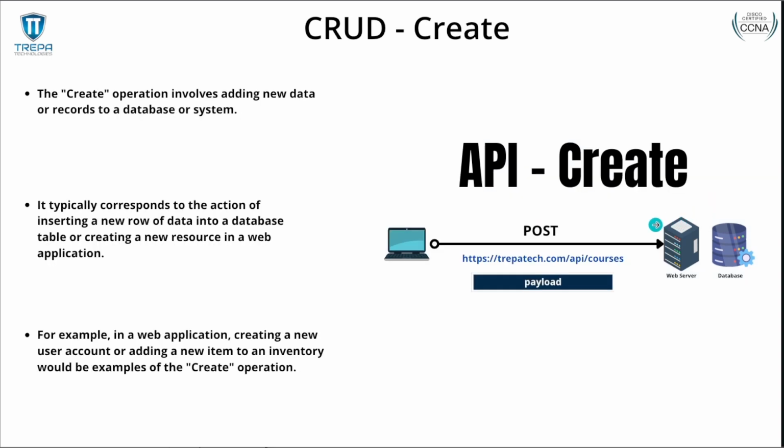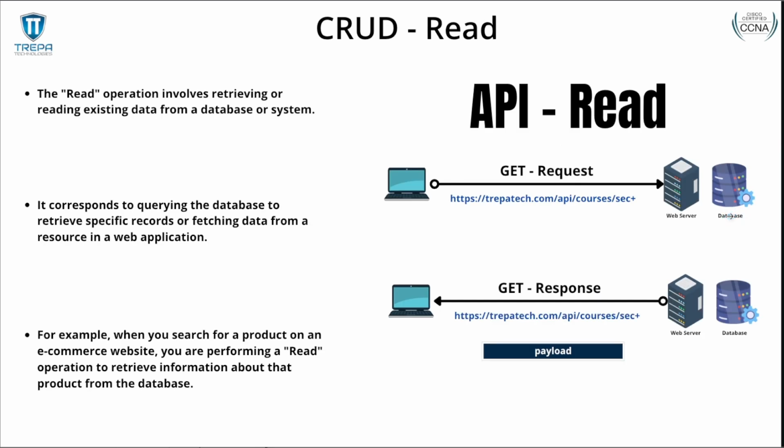Again, going over that CRUD acronym. Something we have to understand. So CRUD, that is the create operation, and that involves adding new data or records to a database or system. That correlates to POST. Remember that. That is a POST request for our REST HTTP methods. All right? Read. So the R in CRUD is read. The read operation involves retrieving or reading existing data from the database. In our REST or HTTP methods, that's a GET request, and you'll get a GET response from the database.